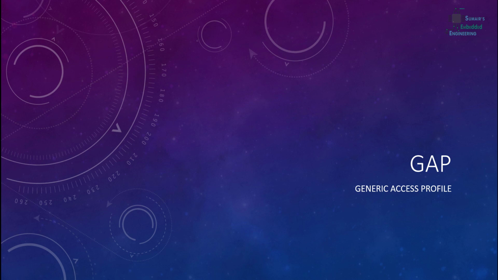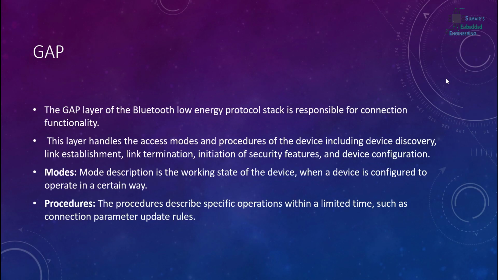I have already told some basics in the introduction video as well, but here we will go a little deeper and see what things are present in GAP, the Generic Access Profile. So let's start. What is GAP itself? The GAP layer is responsible for the connection functionality. It also handles the access modes and procedures of the device, including discovery, link establishment, link termination, and initiation of security features and device configuration.